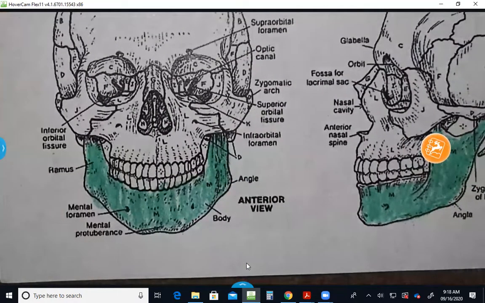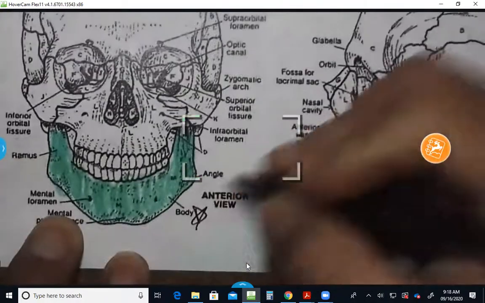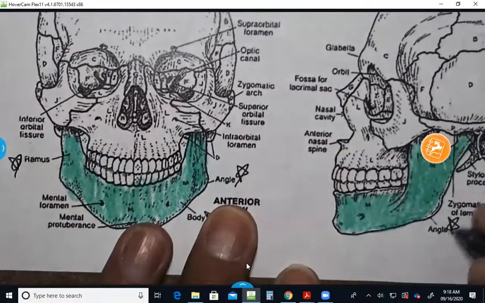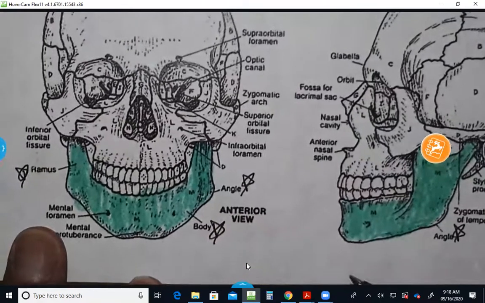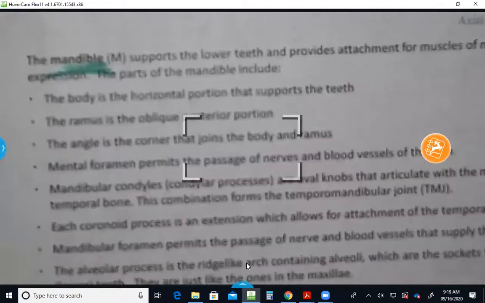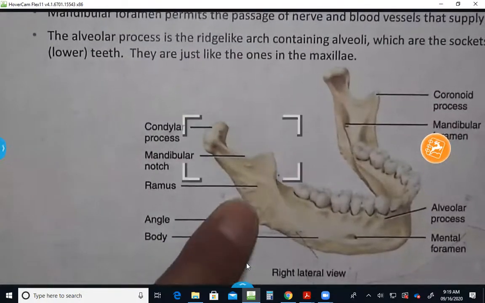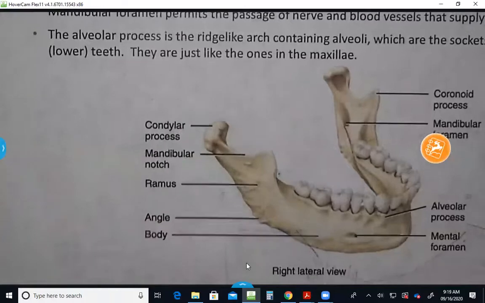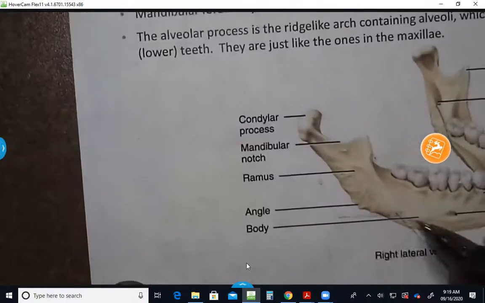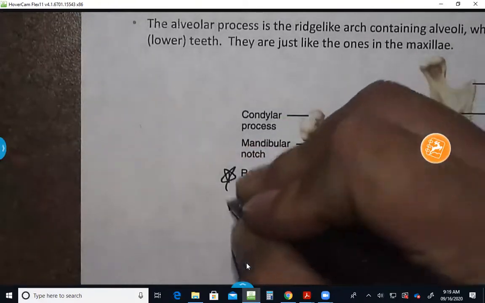Okay, first thing I want to talk about are what we call the body, the angle, and the ramus. They're three distinct regions to the bone. The body is what essentially comes together to form our chin. It's the horizontal portion that supports our teeth. The ramus is the oblique posterior portion that projects upwards to connect to our temporal bone. And then the angle is where those two meet. In other words, it's where they angle. Hence the name angle.